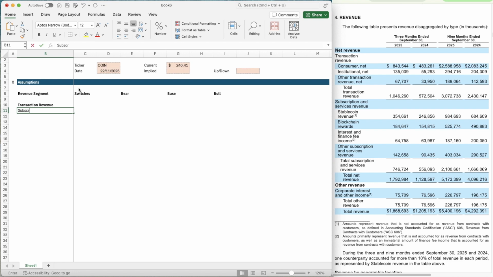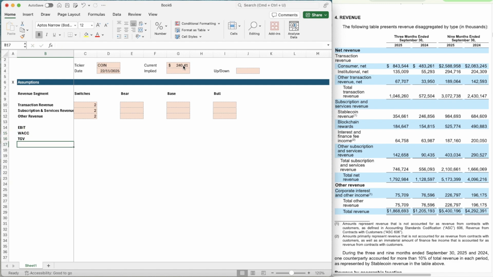So we go transaction revenue, revenue subscription, and other. Put a 2 in here. The next line we want is the EBIT, then WACC, terminal growth value.